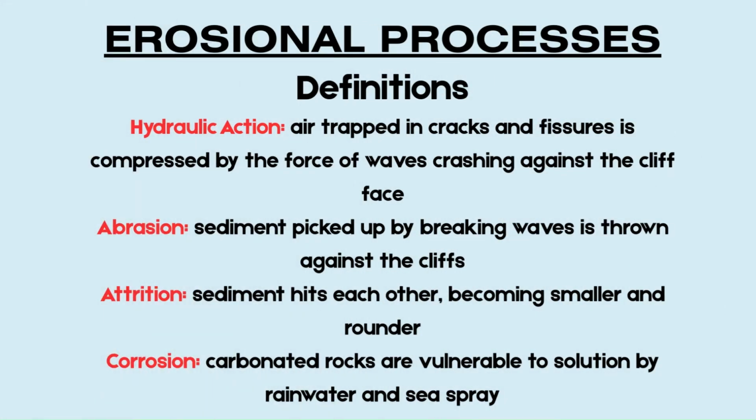Now we will look at erosional processes. There are 4 main types of erosion to know. Hydraulic action is when air trapped in cracks and fissures is compressed by the force of waves crashing against the cliff face. Abrasion is where sediment picked up by breaking waves is thrown against the cliffs. Attrition is when sediment hits each other, becoming smaller and rounder. And finally, corrosion is where carbonated rocks are vulnerable to solution by rainwater and sea spray.